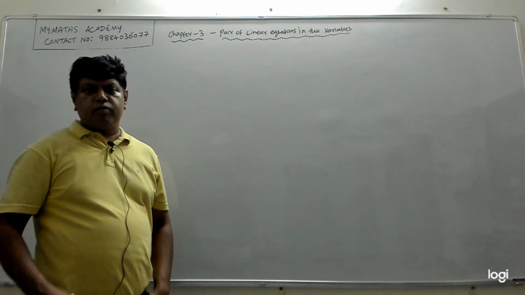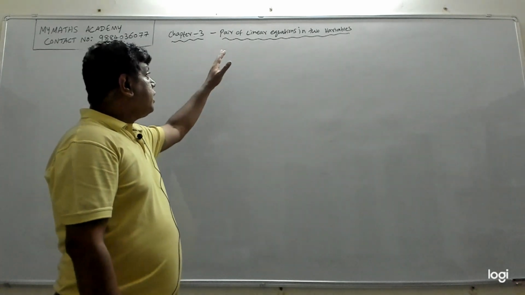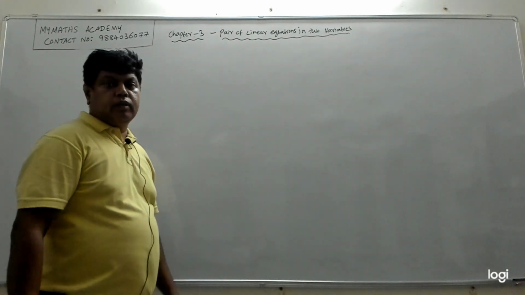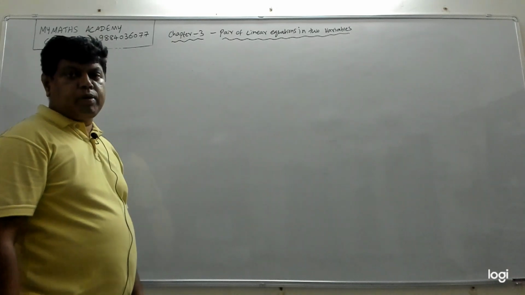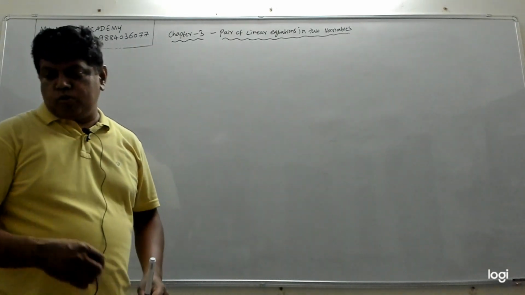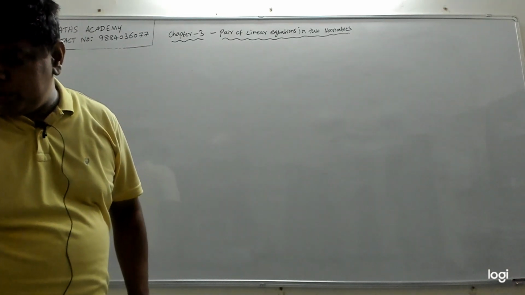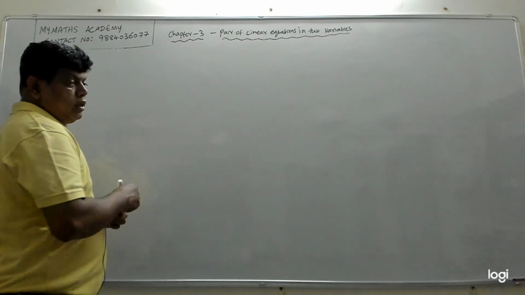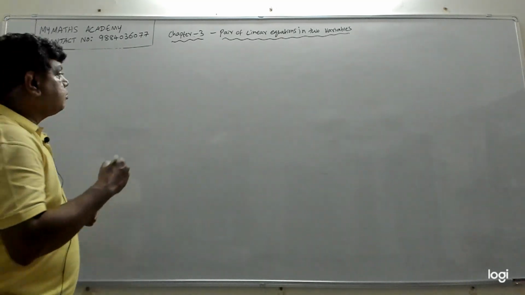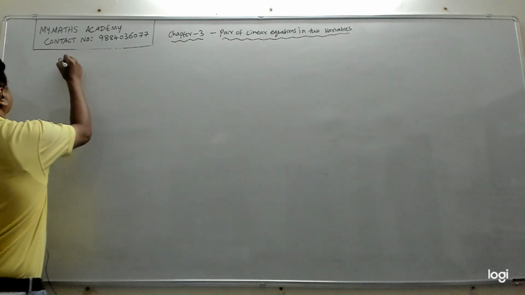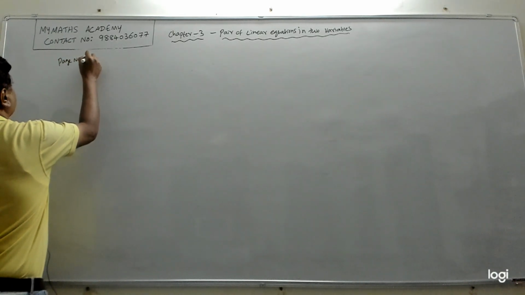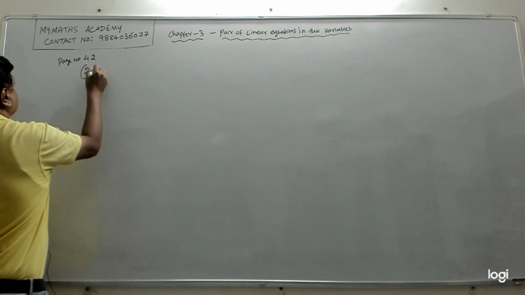In this session, we'll continue on the pair of linear equations in two variables chapter from 10th standard CBSE Maths. So we will continue with example 2 on page number 42 in your textbook. Page number 42, example 2.